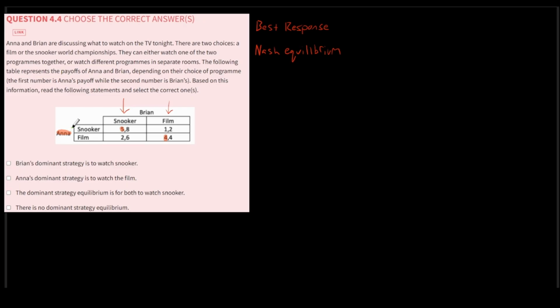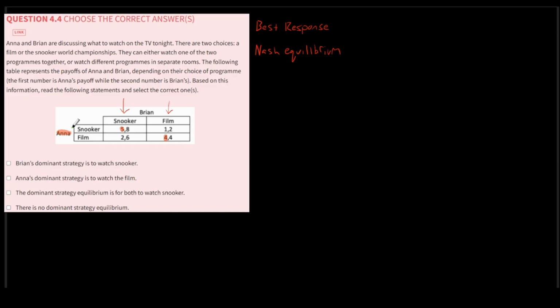A dominant strategy would be a strategy that you always play, irrespective of what your opponent, the other game player, chooses. Seems weird to refer to Anna and Brian, whom I'm assuming are a couple, as opponents, but in this case, that's how we view it.